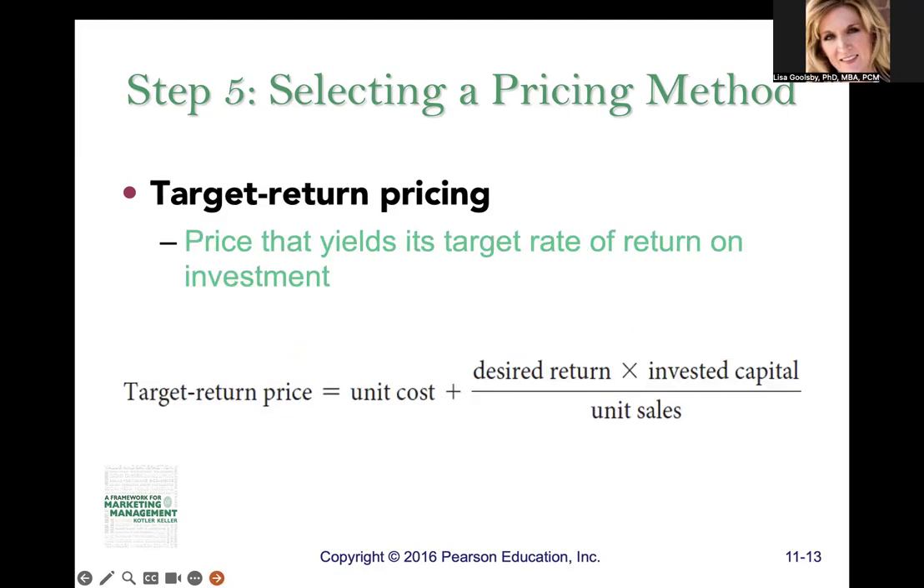You could then also have a pricing method where you have a target return. The price yields its target return on the investment that you made. So you've got that unit cost, then you have the desired return, the money that you want to make off of it, times the capital that you've invested, and then divide that by the unit sales, how many of those products you're going to actually be selling.